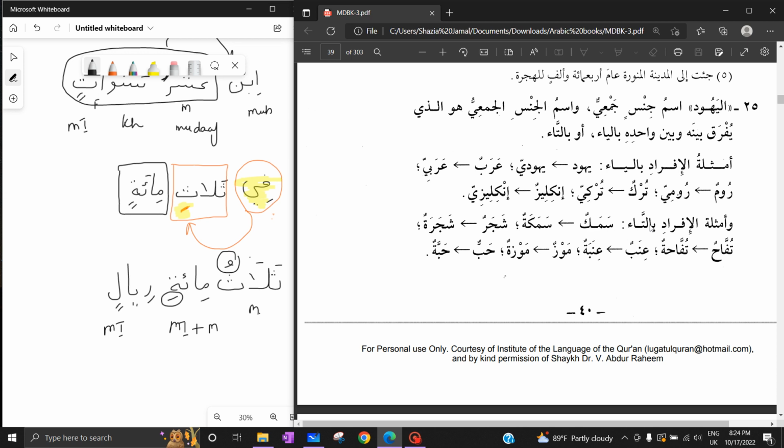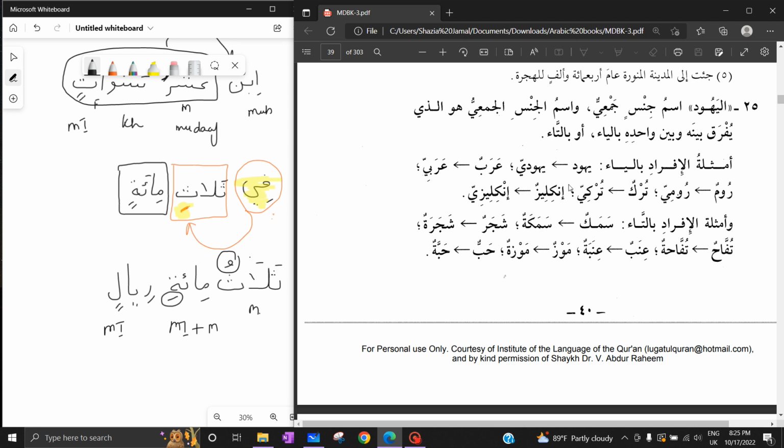Samakun. Now this samak is actually the plural word for fish, but one fish is samakatun. Okay, how will you differentiate? Yufarriqu means how will you differentiate bainahu wa baina wahid, means how will you differentiate whether it is a single or a jama. So wahid bilya aw bitta.